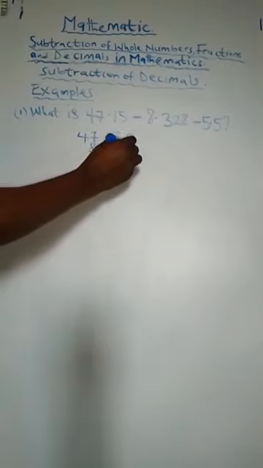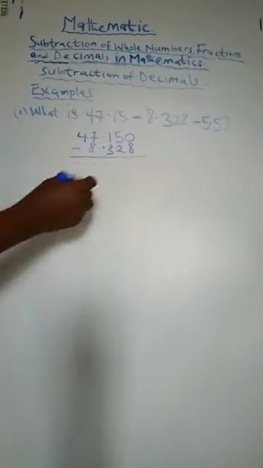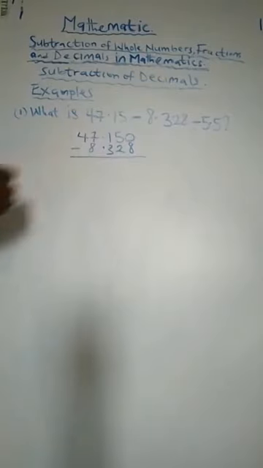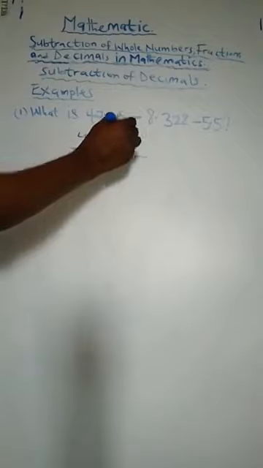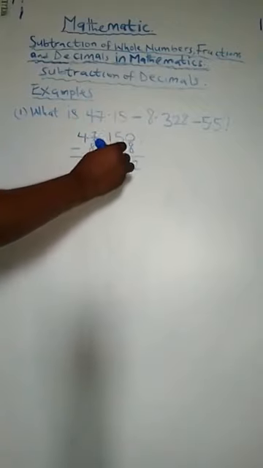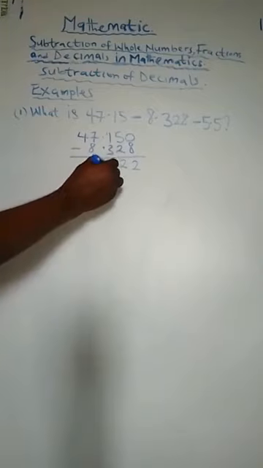We have 8, 2, 3. Then you place the operation sign. Now 0 minus 8 is not possible. You borrow 1 from there. So this one will become 10. So 10 minus 8, 2. Here you have 4 left. 4 minus 2, 2. 1 minus 3 is not possible. You can borrow 1 from here to here. This will become 11. 11 minus 3, that is 8.